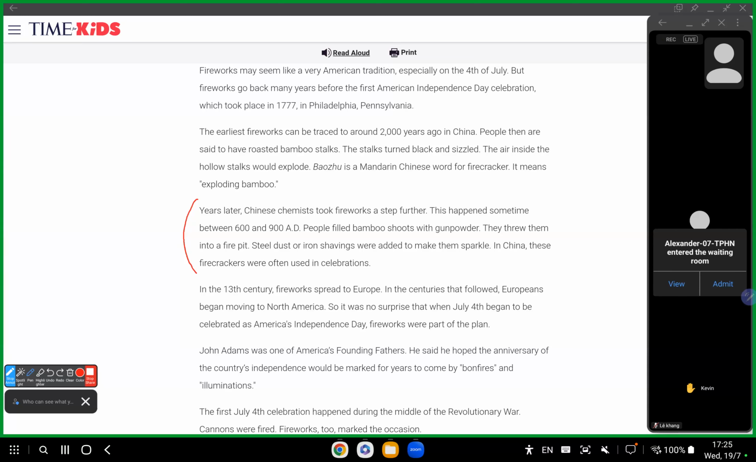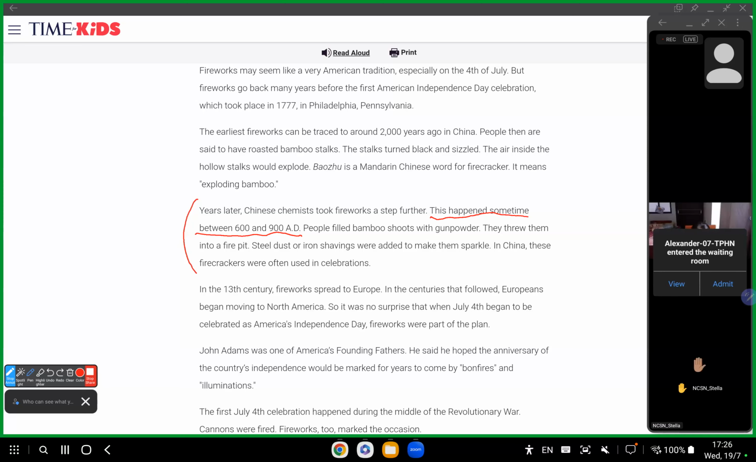Kevin, where do you see some evidence? I see the evidence in this: happened sometime between the 600 and 900 AD. Very good. So they're giving us this fact. They're telling us a fact when the fireworks were upgraded, I suppose.